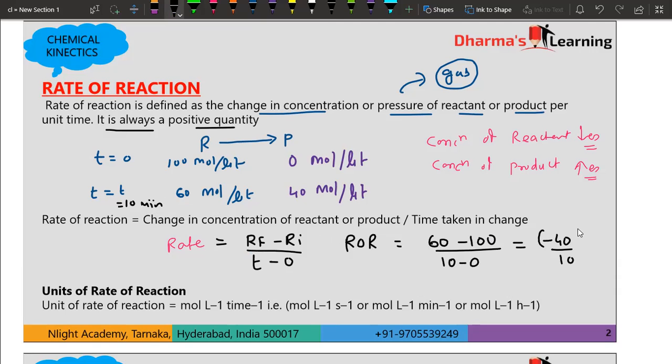So to remove that, whenever there is a reactant, the reactant concentration decreases. To make it positive, we are going to apply a minus symbol here, so that the rate is positive. The rate can never be negative. Okay, so why have I put this negative symbol? The negative symbol simply tells us that the concentration of the reactant decreases, and rate cannot be a negative quantity. So this is how to find a rate.